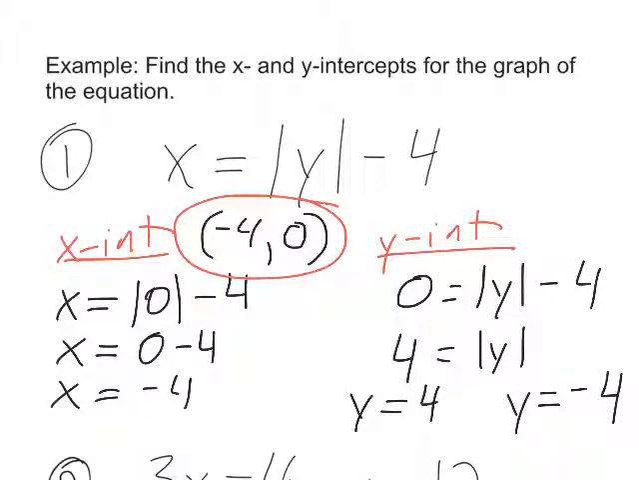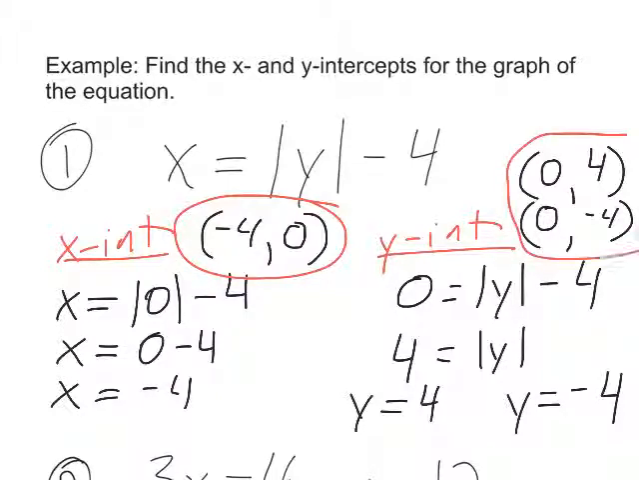So we get two values out of that. We get a positive 4 and we get a negative 4. So we have two y-intercepts. The y-coordinates of those intercepts are the two values that we just got, the 4 and the negative 4. And then since these points are on the y-axis, their x-coordinate is always 0, and that's the value that you plugged in anyway. So that gives you an x value of 0 and a y value of 4, and then an x value of 0 and a y value of negative 4. And those are your two y-intercepts.